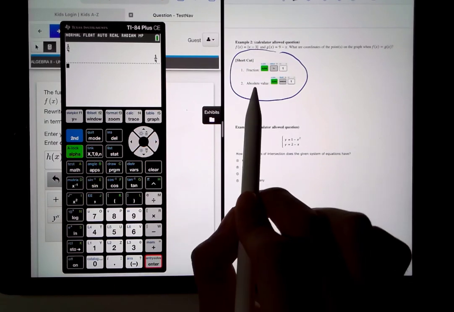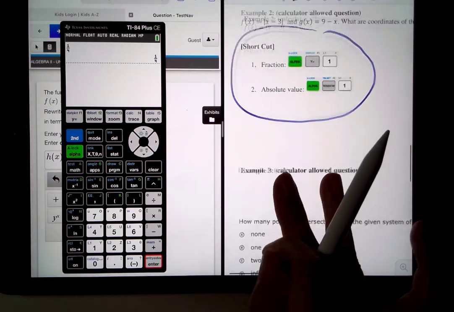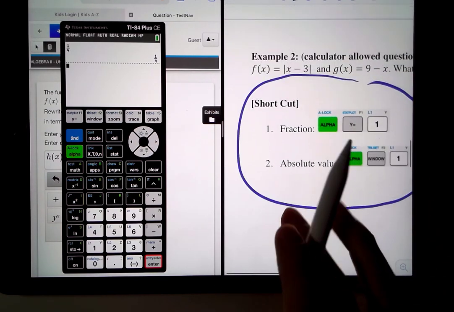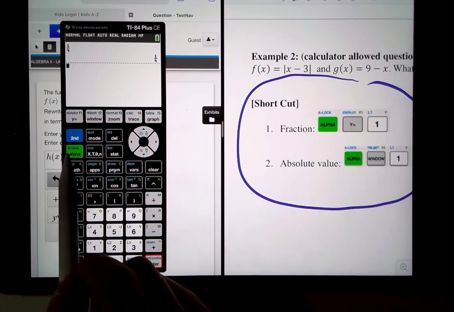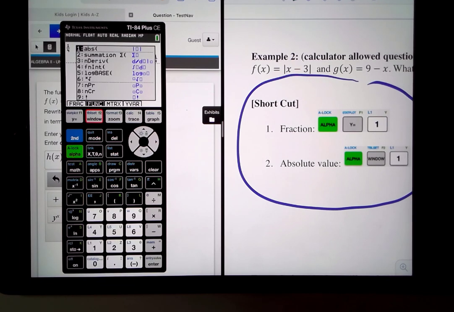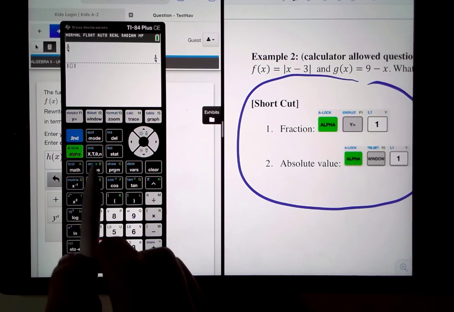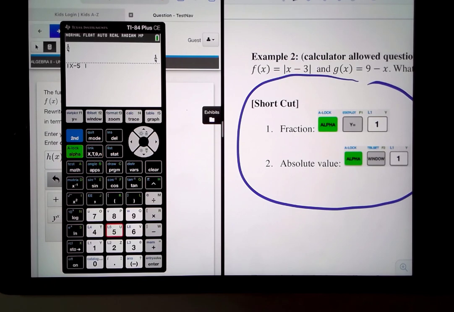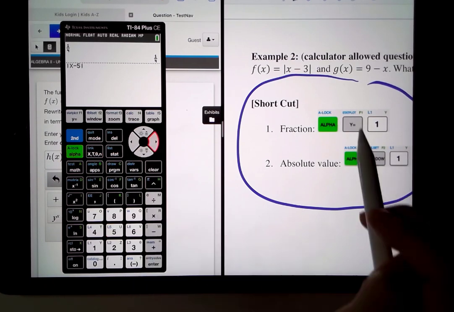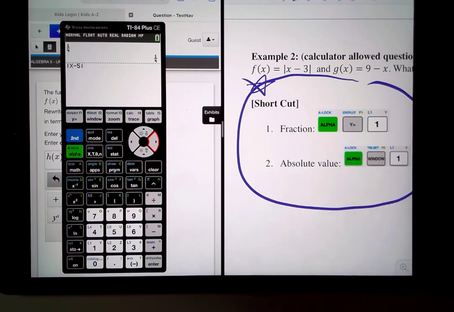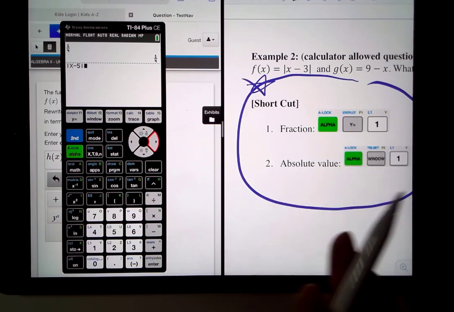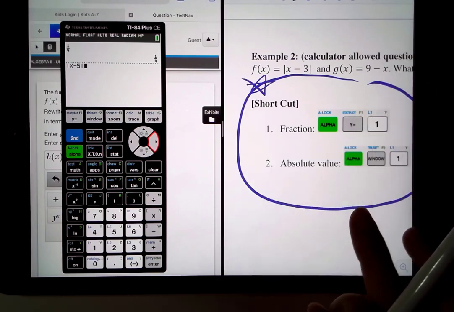And absolute value. So look, if you want to type absolute value just like this, then alpha window, and press 1. Then that's absolute value. You can type absolute value over here like that. Okay, so this is the useful shortcut, so you need to know how to do it. All right, and let's do the second problem.